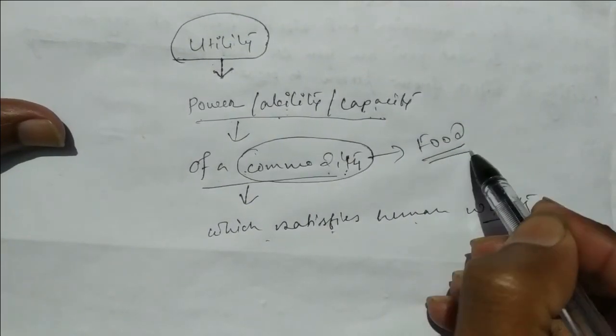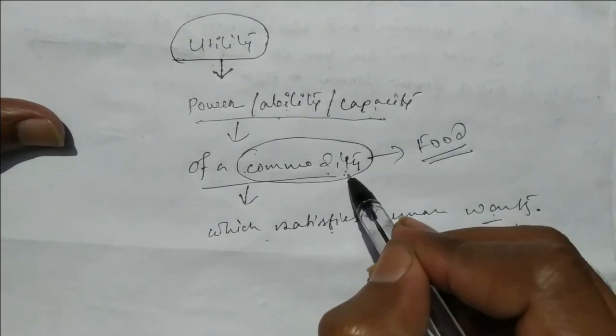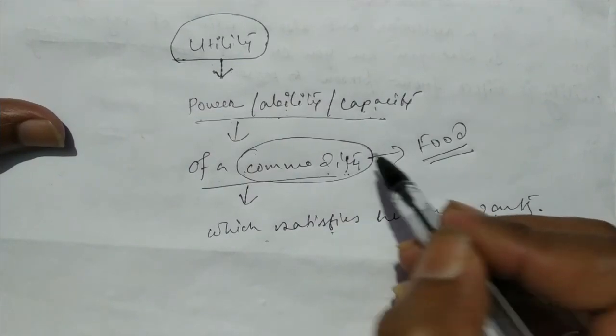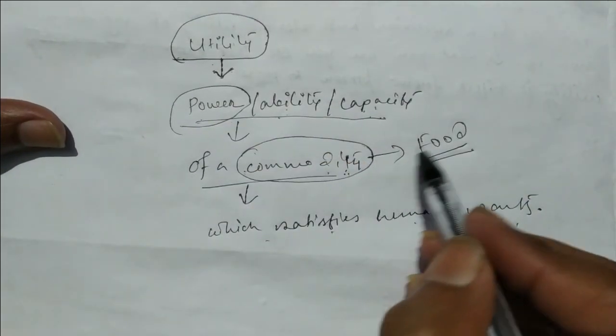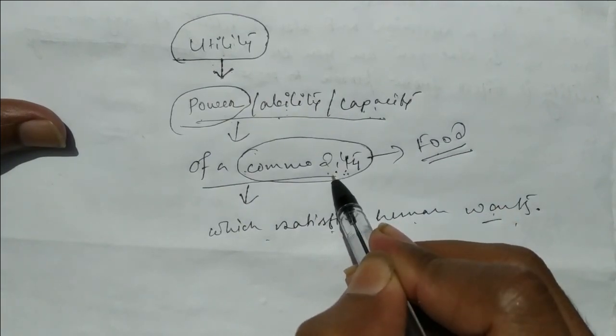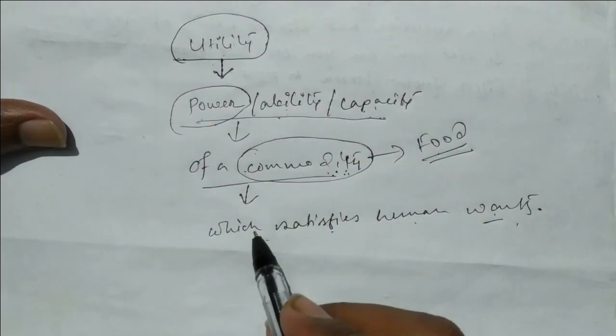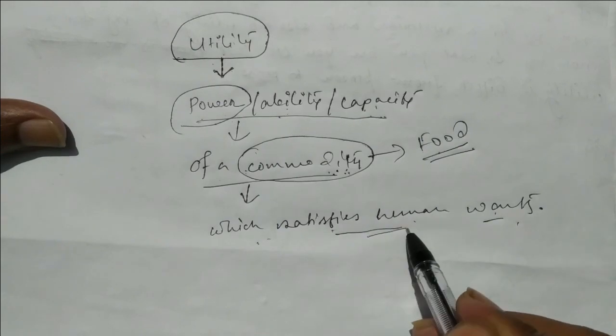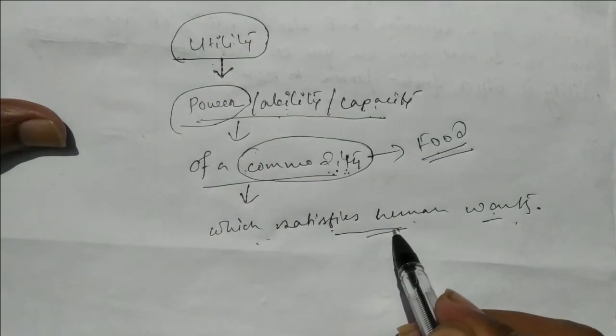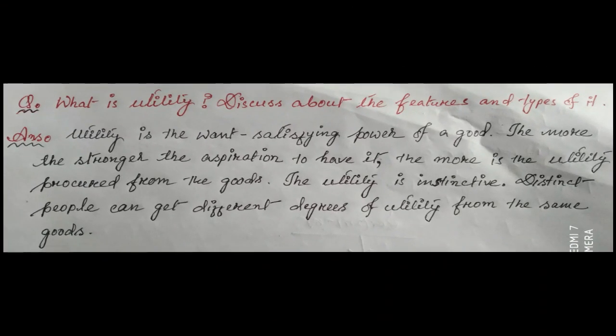Food is the commodity, and this commodity has a sufficient amount of power which satisfies the human wants, and in this case, your wants. So students, utility is the want-satisfying power of a good. The stronger the aspiration to have it, the more is the utility procured from the good.